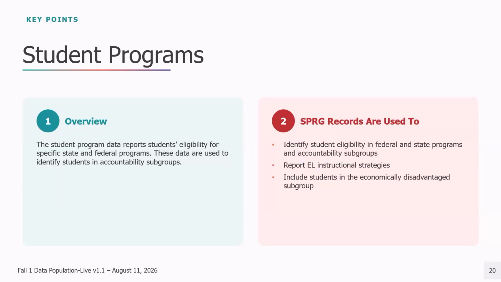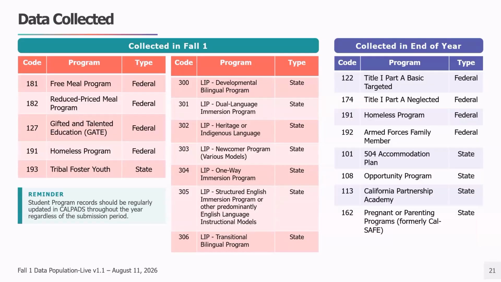So submitting student program SPRG data to CALPADS on an ongoing basis as the change occurs, rather than waiting for the certification window, is strongly recommended, and it is a best practice for several critical reasons related to data quality, funding, and accountability. So again, SPRG records track student eligibility and participation in various state and federal programs. So these records should be submitted and updated continuously throughout the year to ensure students receive appropriate services.